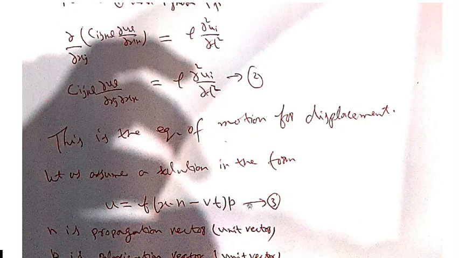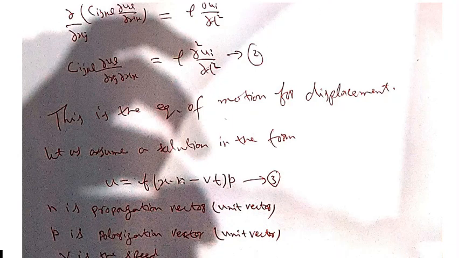Why is it a plane wave? Equation number 3 is the representation of the plane wave displacement: u, the displacement, equals f of x dot n minus vt, times p. Keep in mind that n is the propagation vector and p is the polarization vector.